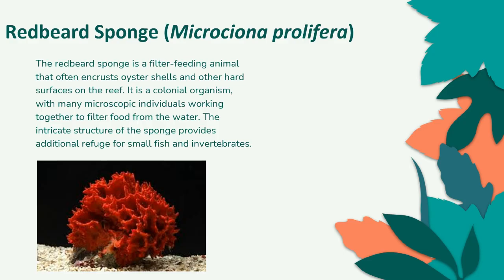The red-beard sponge is a filter-feeding animal that often encrusts oyster shells and other hard surfaces on the reef. It is a colonial organism, with many microscopic individuals working together to filter food from the water. The intricate structure of the sponge provides additional refuge for small fish and invertebrates.